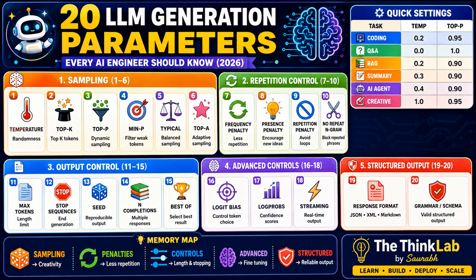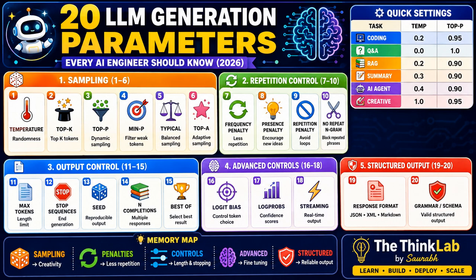Now we are moving to number 8, the presence penalty. Presence penalty encourages new topics. Once a word has appeared, the model is encouraged to introduce a different idea. So this is useful for brainstorming. So this presence penalty is used for brainstorming kinds of problems.